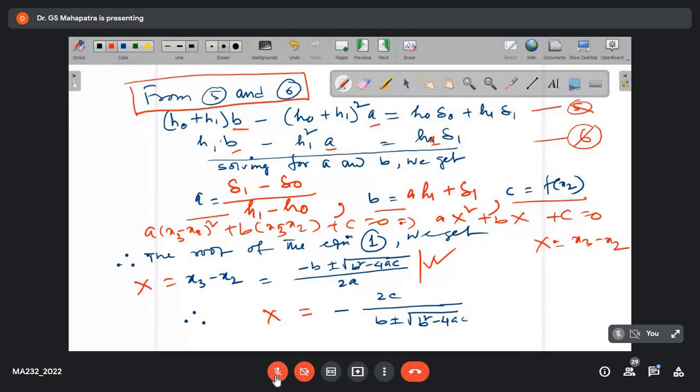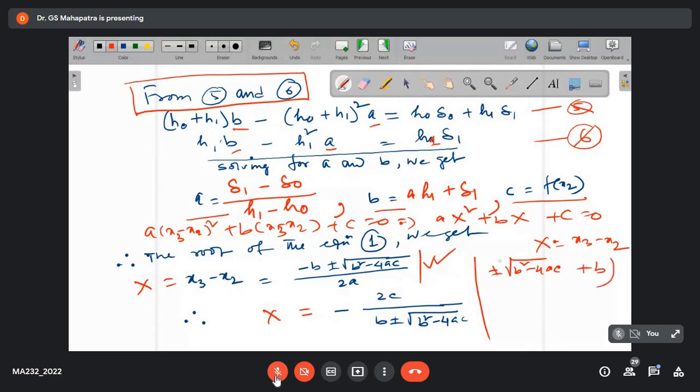Do you agree for that? x equals x3 minus x2 equals minus b plus or minus the square root of b square minus 4ac divided by twice a. So now I have written minus twice c over b plus or minus the square root of b square minus 4ac. Can I write that one? Yes or no? No.